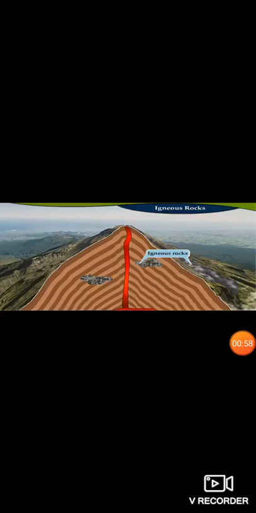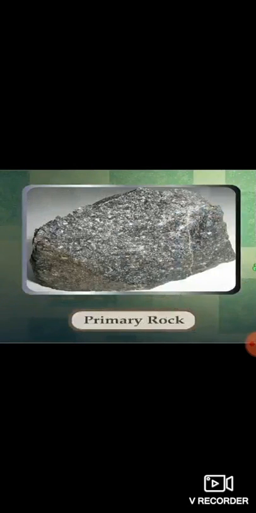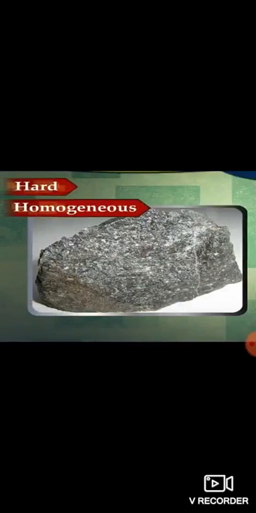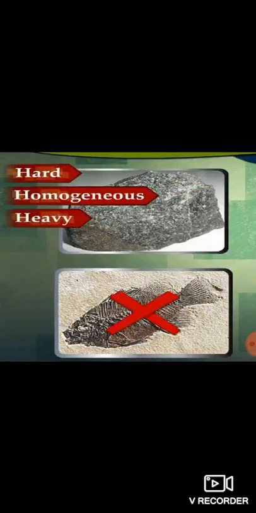As these rocks are formed from the material which is in the interior of the earth, these rocks are also called primary rocks. Mostly these rocks appear to be hard and homogeneous. These rocks are heavy, and we do not get fossils in this rock. Fossils, as you can see in the second picture, are the remains of dead plants and animals. These are not found in this rock.